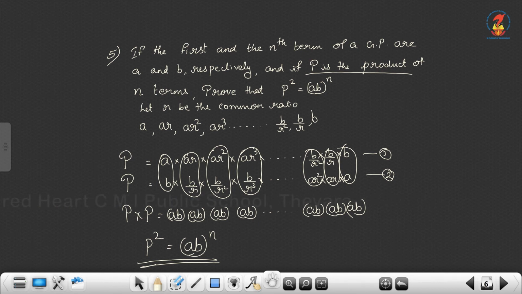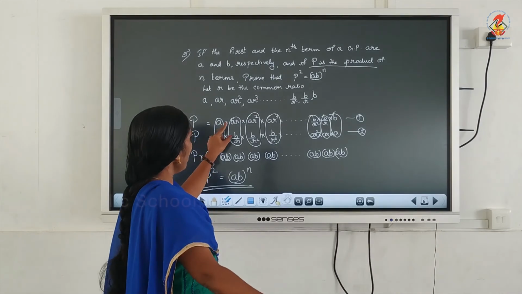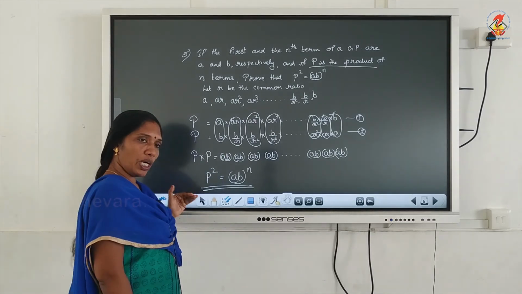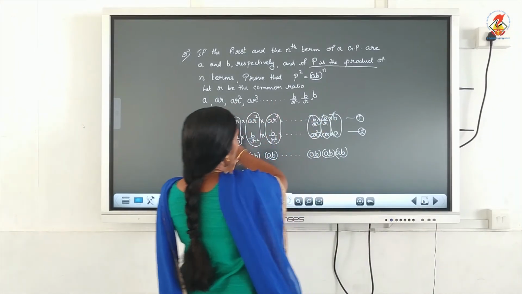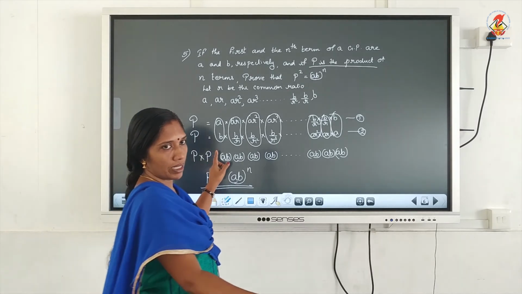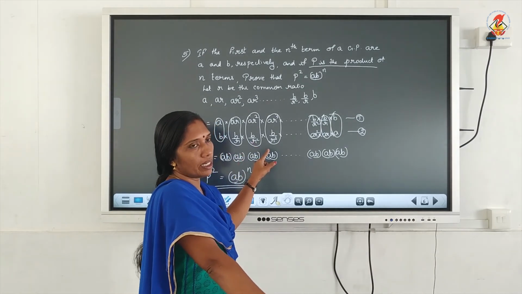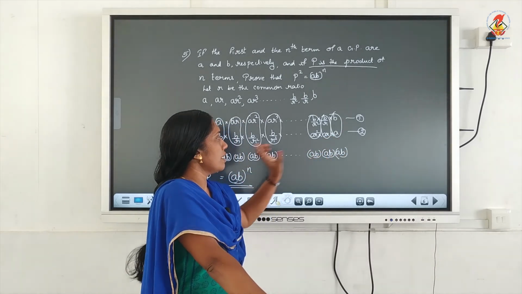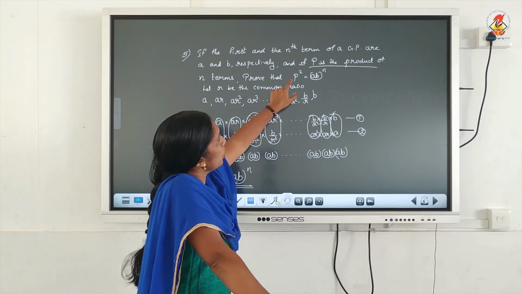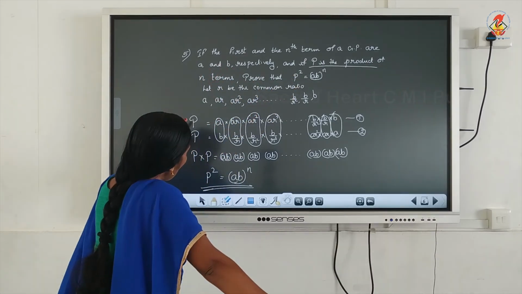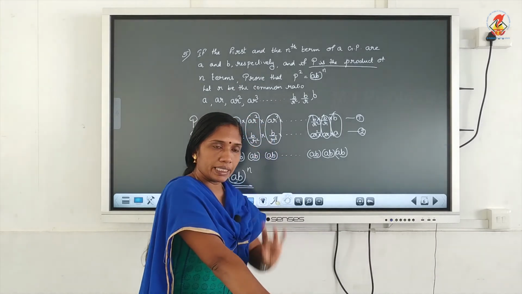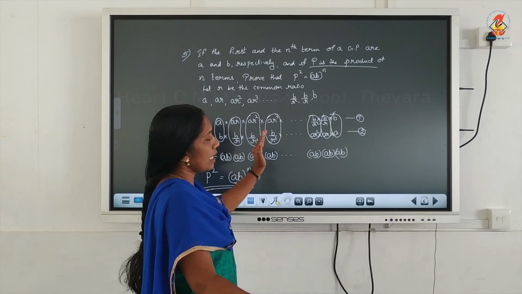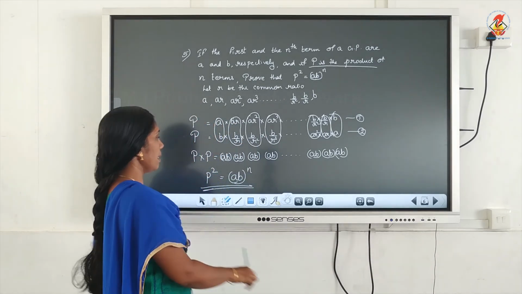Then P means the product of these n terms. So A, AR, AR square into. Now one more P you have to write, that is just opposite order. Start from B. So B into B by R, B by R square, etc. etc. The last is A. The preceding term AR, then AR square. Then you have to multiply, then only we get P square. So multiply means the right side we multiply the corresponding terms. Okay. So A into B like that, AB n times. So we get AB raised to n.